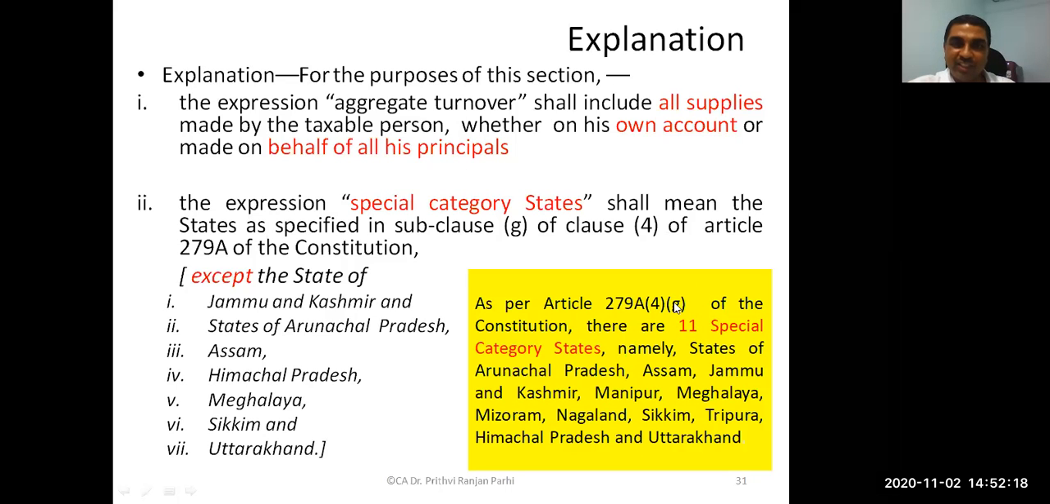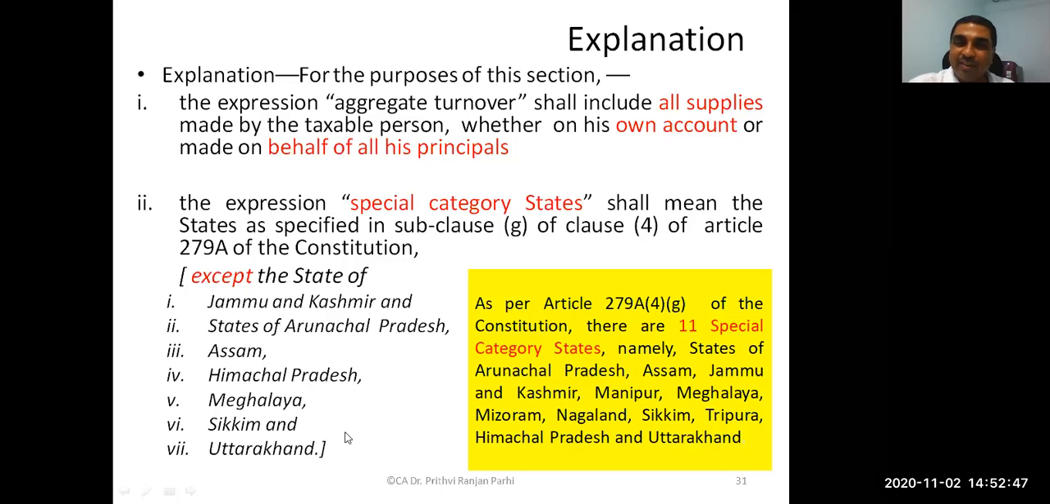But what does GST law say? GST law says special category states shall mean the states specified in sub-clause (g) of clause 4 of Article 279A of the Constitution, except. That means these states are excluded. How many states? 1, 2, 3, 4, 5, 6, 7. So out of a total of 11, 7 states are excluded from special category states.